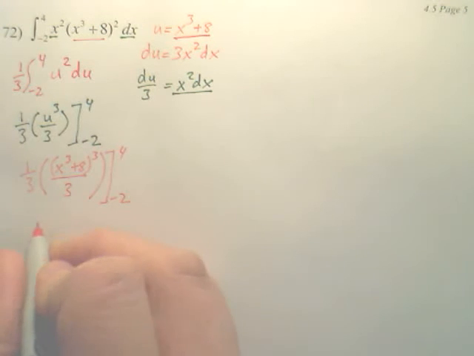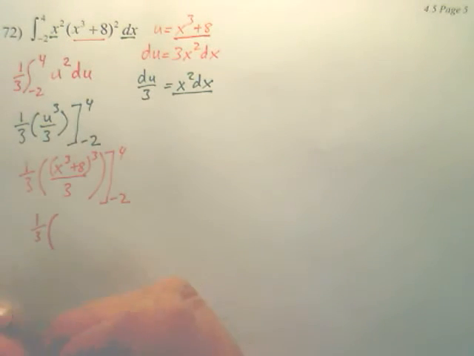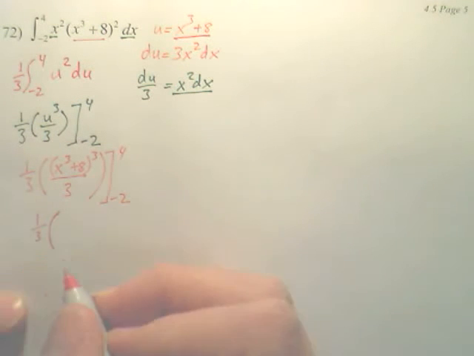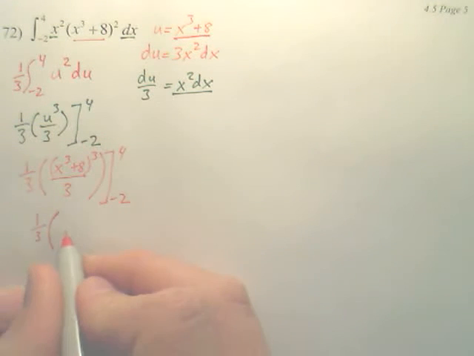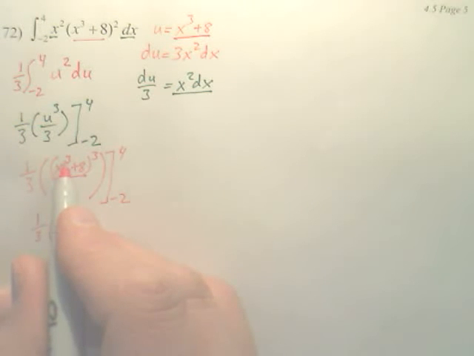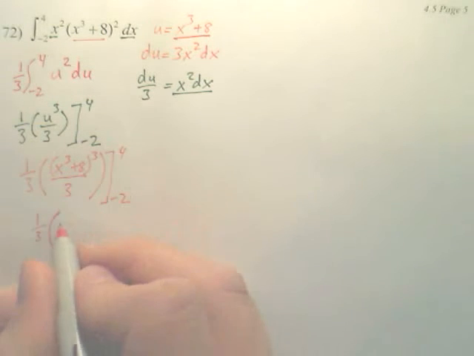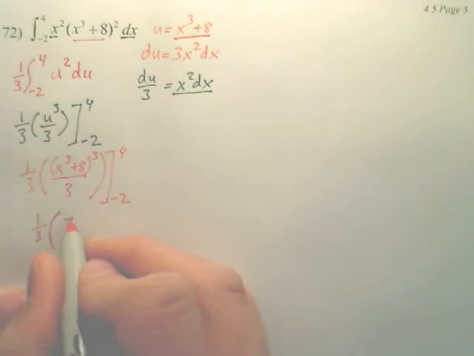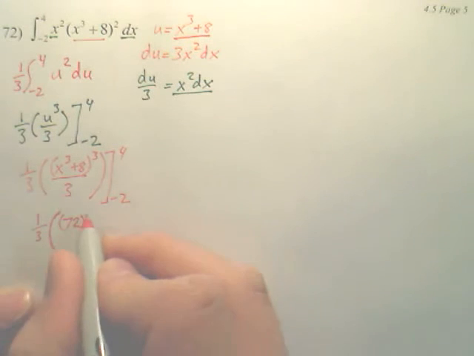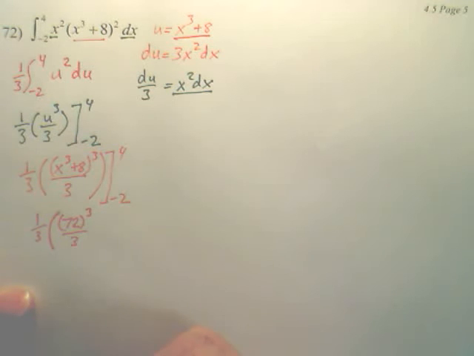I'm going to put the 1/3 out front. We're going to do 2 different times. We're going to plug in 4, then plug in -2, but I'm going to leave the 1/3 out for the whole ending. When you plug in 4, 4 cubed is 64. 64 plus 8 is 72, and oh my goodness, we got 72 cubed. Could someone do that for me? Over 3. 72 cubed over 3.